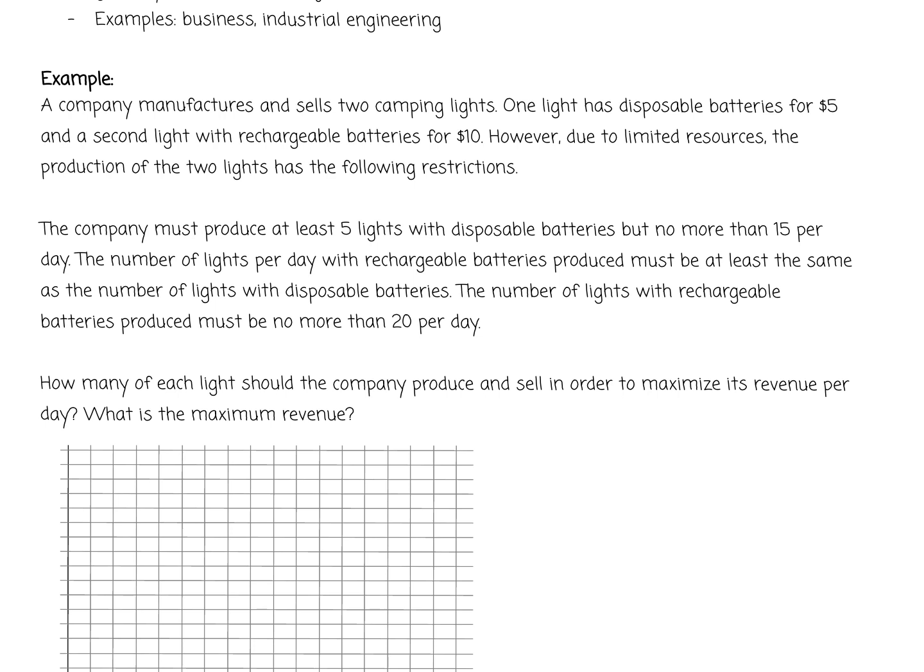So there's a lot of information going on in this problem. Let's just start by identifying our variables. Our first variable, x, is going to be the number of disposable battery lights, and y is going to be our number of rechargeable battery lights.